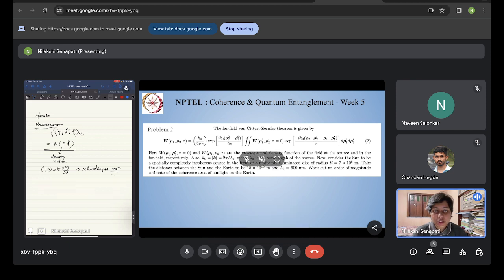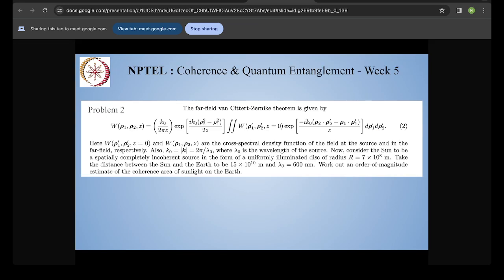Okay, so the problem says the far field Van Cittert-Zernike theorem is given by W(rho1, rho2, z) equal to k0 by 2 pi z, as given in equation 2. Here W(rho1', rho2', z=0) and W(rho1, rho2, z) are the cross spectral density functions of the field at the source and in the far field. Rho1', rho2', z equal to 0 is at the source, and rho1, rho2, z is at the far field, after using the Van Cittert-Zernike theorem.